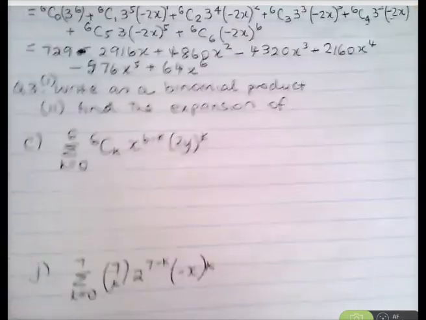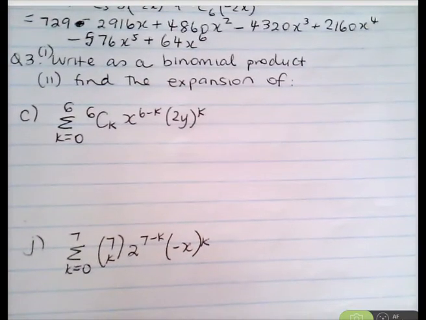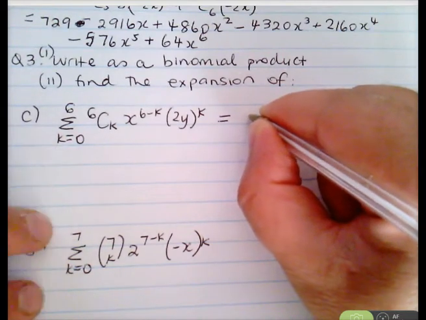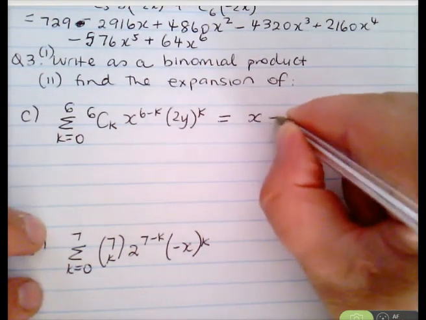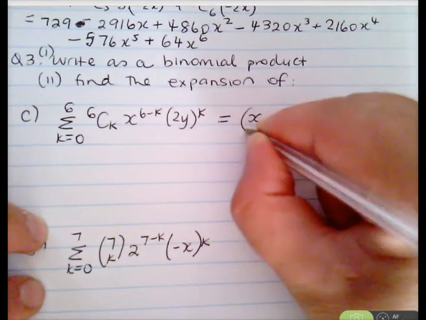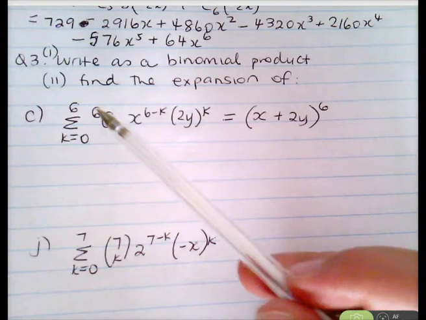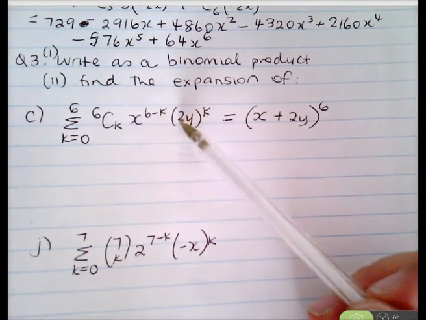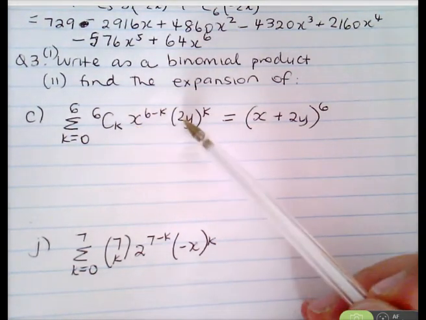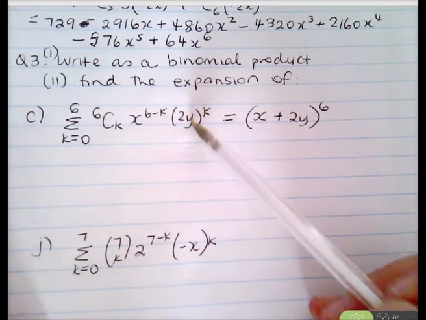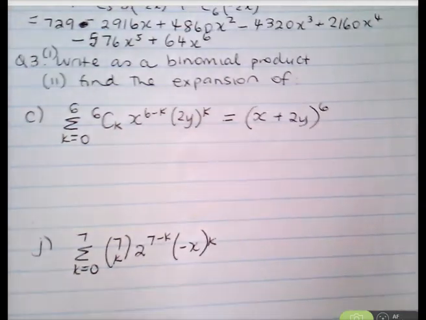Okay, now question 3. In question 3 you have to write these as a binomial product and also find the expansion of those. So to write that as a binomial product, it must be x plus 2y to the power of 6, because this is of the form nCk a to the n minus k x to the k. So your a is x, and your x, if it's a plus x to the n, is actually the 2y. So it's x plus 2y to the power of 6.